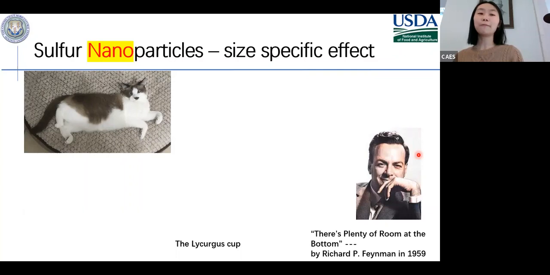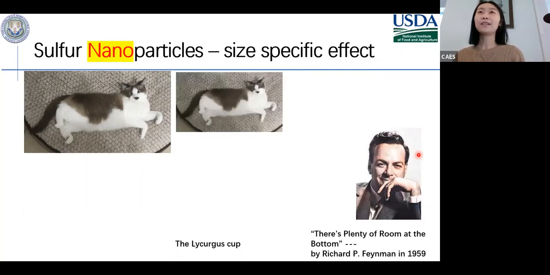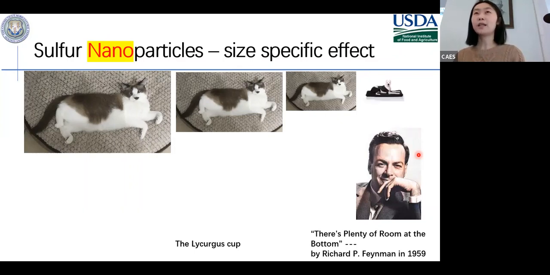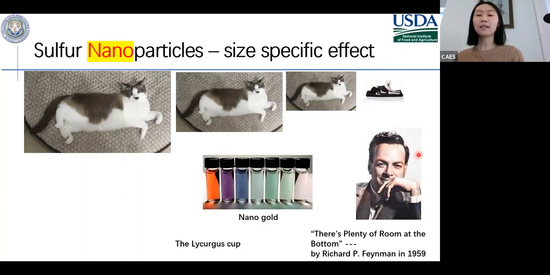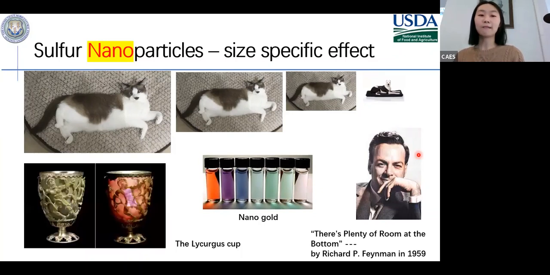If we decrease the size of any item, for example, this is my cat. After we keep decreasing the size, instead of getting a smaller and smaller cat, in the end, when it reaches nano size, we will finally have a dog. That means after the size change, the property of the original item can change dramatically. Another example is here: by changing the size of gold, which we normally know as golden in color, all these colors belong to gold, just because of the size-specific effect.